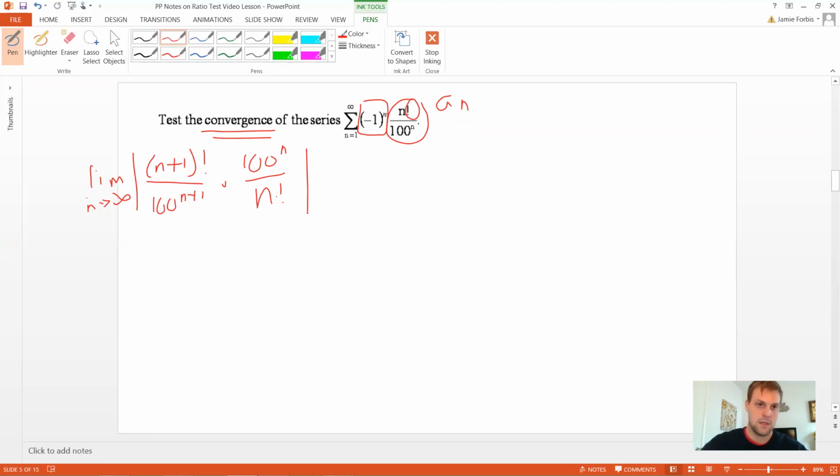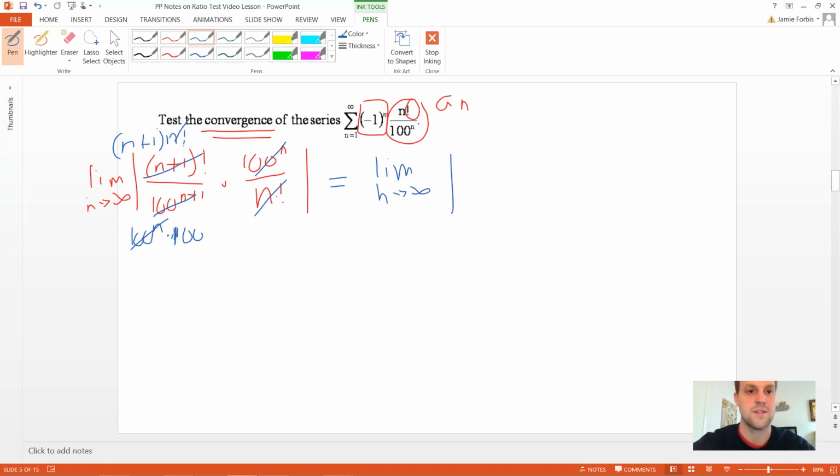Okay. And remember what I said, the n plus 1 powers and the n plus 1 factorials, you can always split apart. This is the same thing as 100 to the n times 100 to the first. N plus 1 factorial is the same thing as n plus 1 times n factorial. Then the n factorials cancel, the 100 to the n cancels, and I'm left with the limit as n approaches infinity of the absolute value of, on top, just n plus 1, and on bottom, what am I left with? 100.